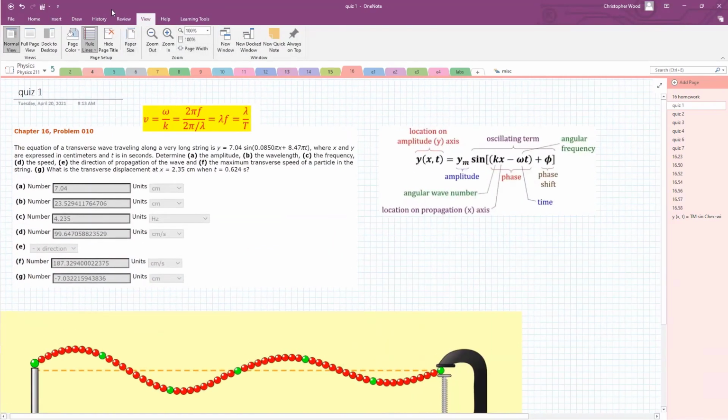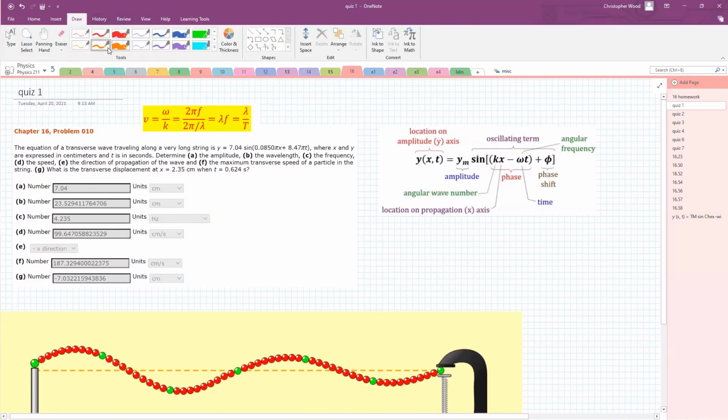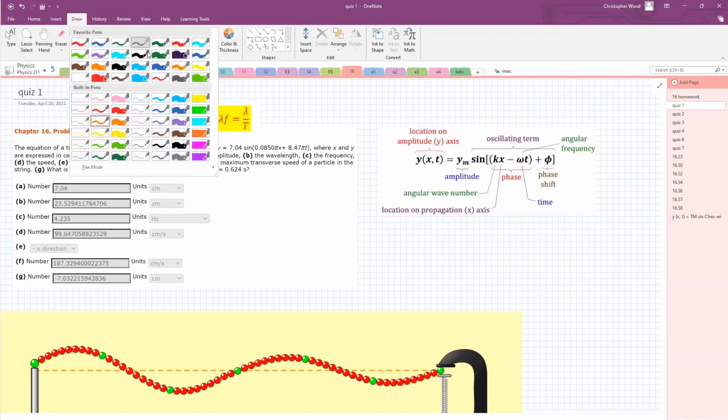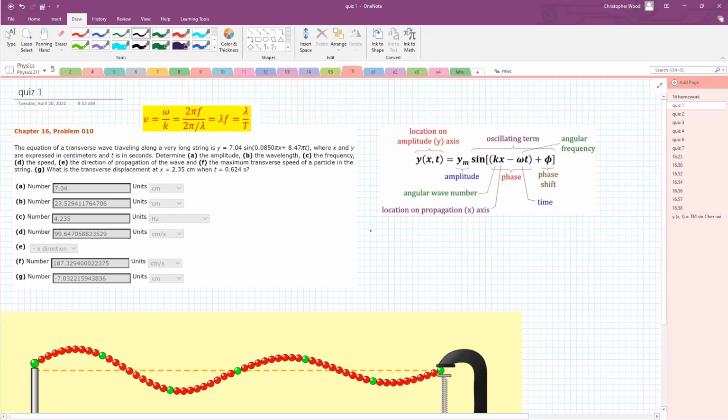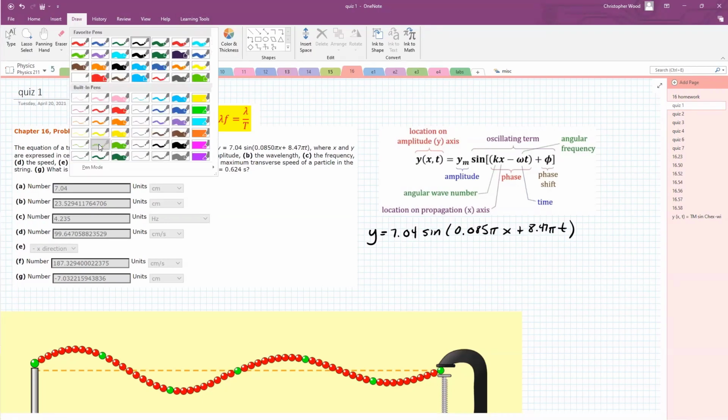Okay. They're saying, hey, here's exactly how this wave is behaving. It is doing this. It's saying y equals 7.04 sine of 0.085 pi times x plus 8.47 pi times t. So they gave you that. So we know a lot already because we know what a wave function is.